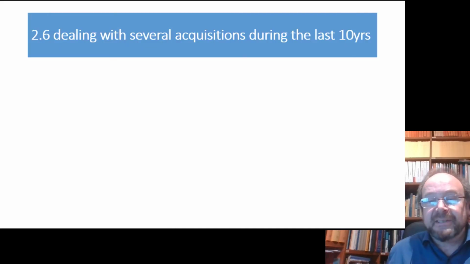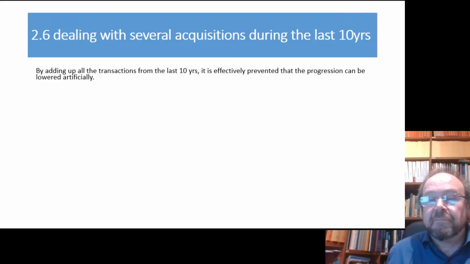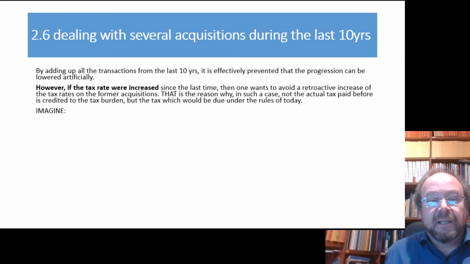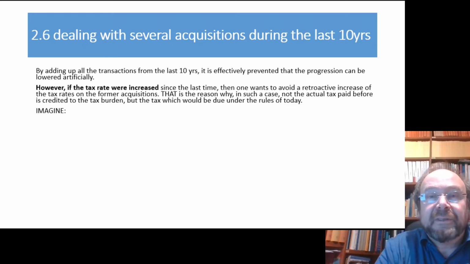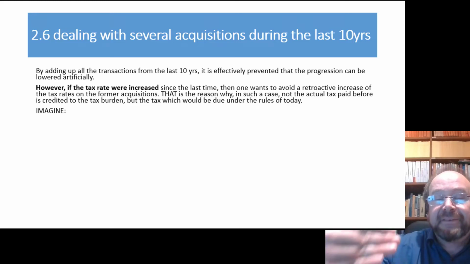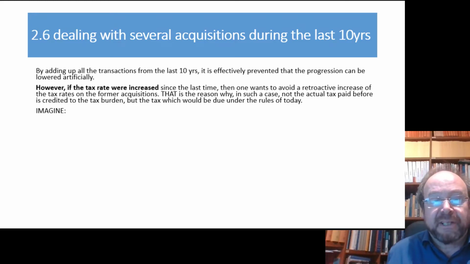Well, let's try to understand a bit of the logic, and afterwards we will do exactly what the German legislator does. We will just do what the law says and try to understand the rough idea, and we probably can't follow it up really in the details. So if the tax rate were increased since the last time, then we want to avoid a retroactive increase of the tax rates relating to the former acquisitions. That is the reason why we do normally not credit the actual tax paid at the former time, but the tax of today.